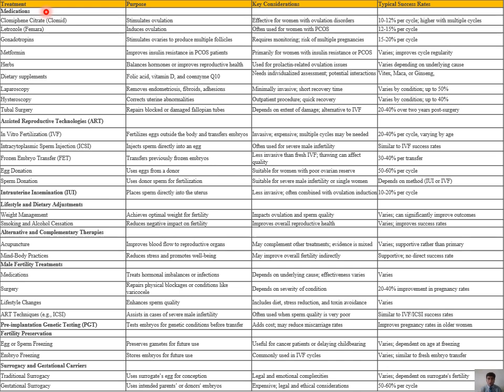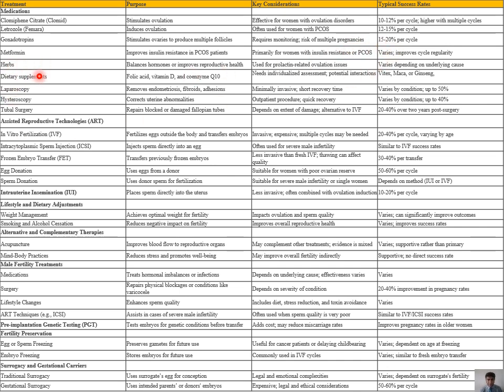This is the list of treatment medications, their purpose, considerations, and success rate. Let's take a few examples. Clomiphene citrate is useful in stimulating ovulation. It is useful in women with ovulation disorders, with around 10 to 12% of cycles successful, and higher chances of multiple pregnancies. Letrozole and anastrozole are estrogen receptor drugs that act by inducing ovulation and are useful in women with PCOS, polycystic ovarian syndrome. Again, there are chances of 12 to 15% of the cycles.